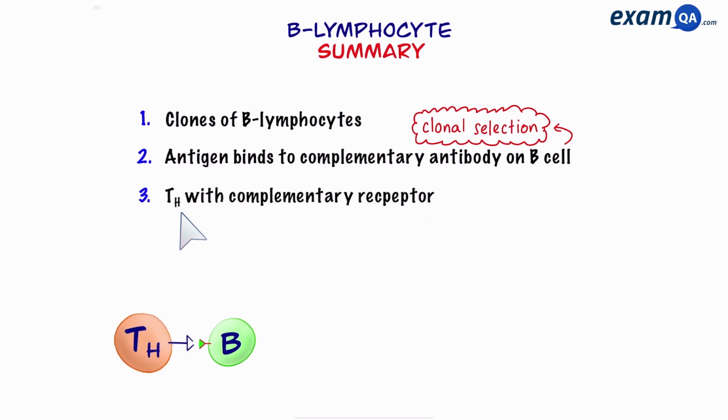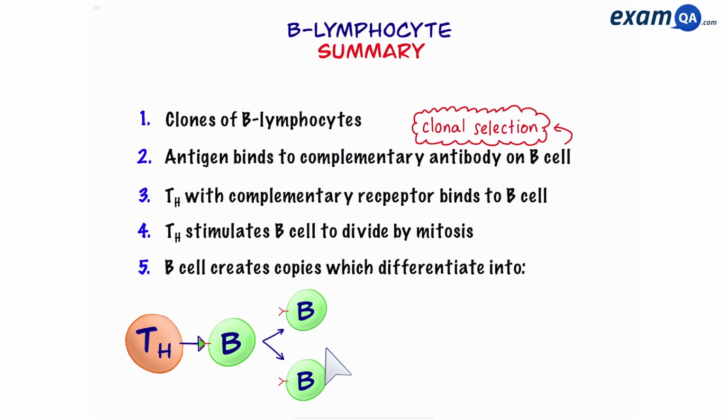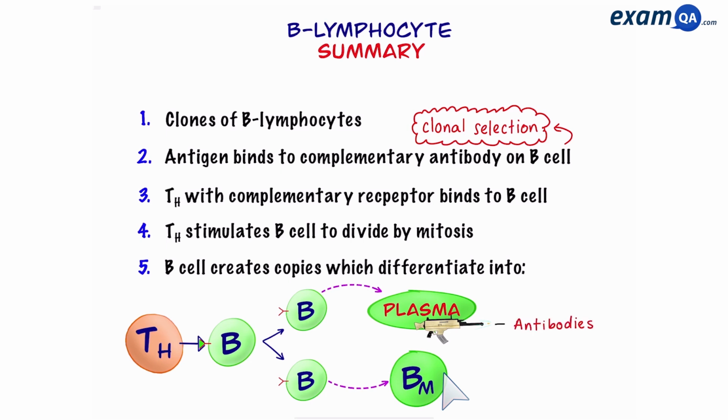Step 3. A T helper cell with a complementary receptor will bind to the B cell. The T helper cell stimulates the B cell to divide by mitosis. As you can see, now we have many copies of the same B cell. The B cell creates copies which differentiate into plasma cells and B memory cells. Plasma cells produce lots of antibodies in a short period of time, whereas B memory cells remain in the blood for a long time and can quickly turn into plasma cells if the body is reinfected with the same antigen.